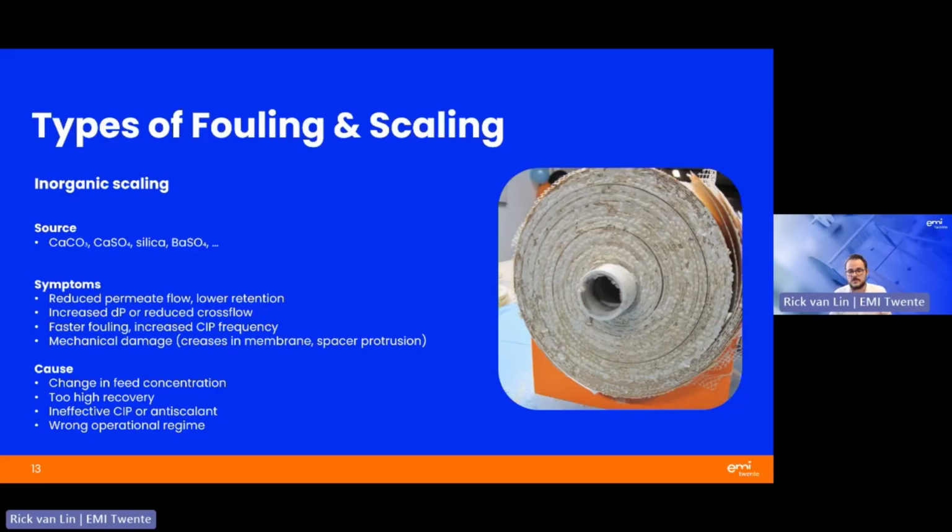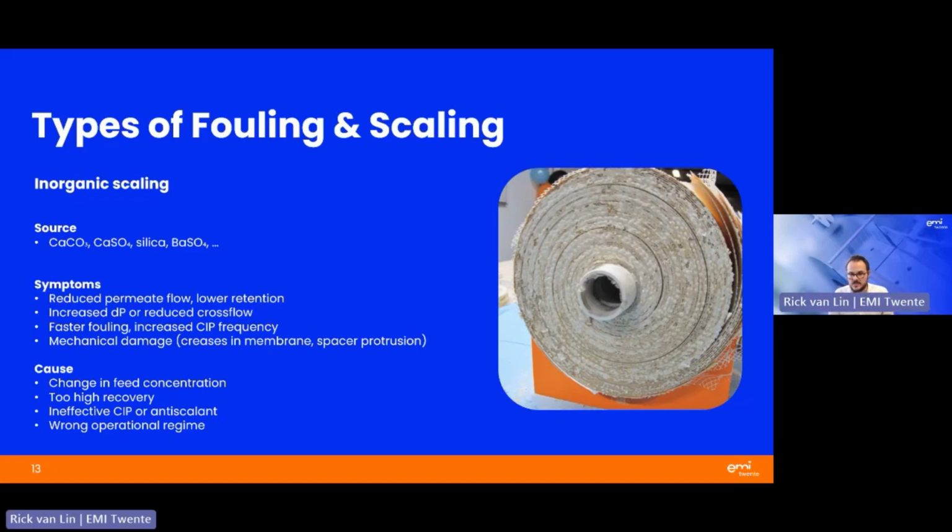Having ineffective CIP regimes or wrong anti-scalant. So if you have silica scaling, for example, you need a very, very specific anti-scalant to reduce the probability of this happening. And of course, wrong operational regime. So again, too low cross-flow, too high flux.